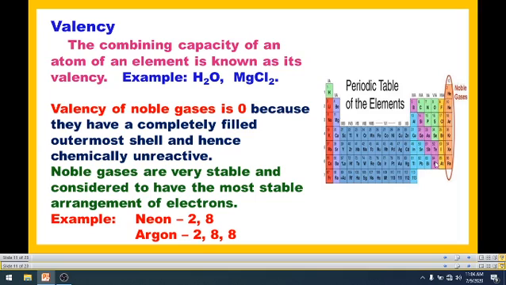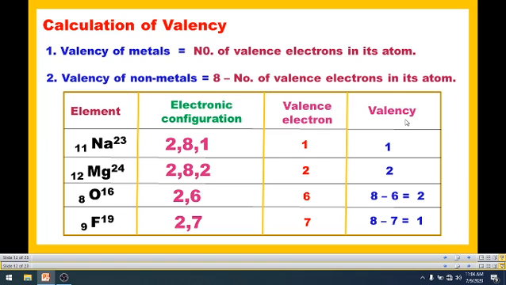And this pink color, these are metalloids. We say these are all metalloids. They show the properties of metals as well as non-metals. These elements are metalloids, these elements are metals, and here are non-metals. So how to find the valency of metals and non-metals?